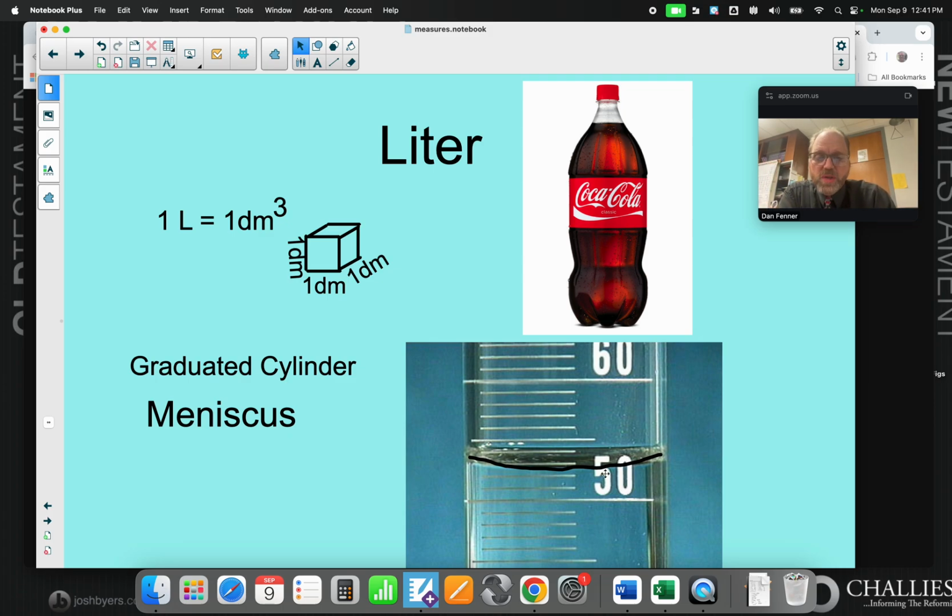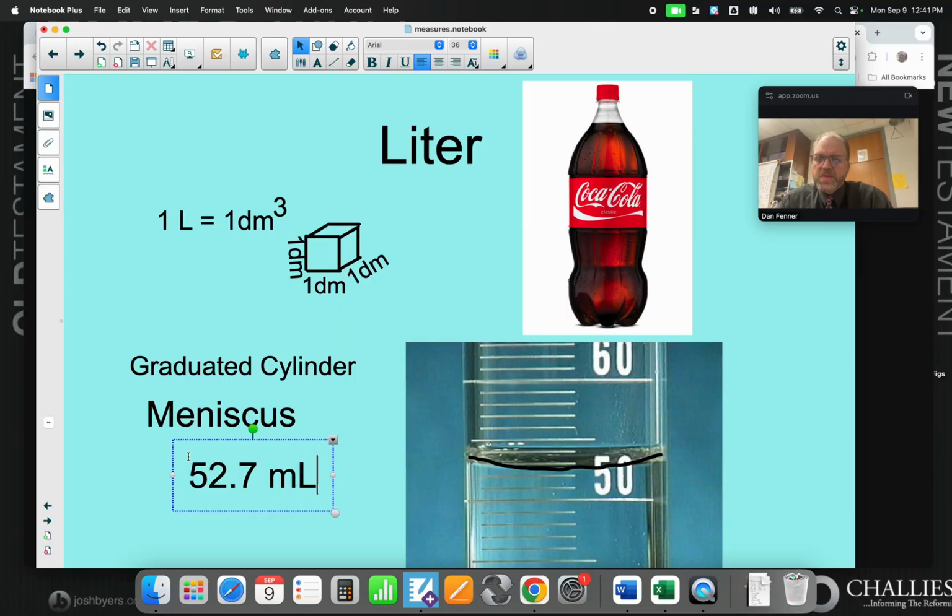So how will we measure this? Well, here's 50, 51, 52, not quite 53. So this would be 52, and I'd say that's pretty close to 53, but not quite there. 52.7 maybe, and the units are milliliters. So we have 1 decimal when you're using volume with graduated cylinders. So that's how we measure that there.